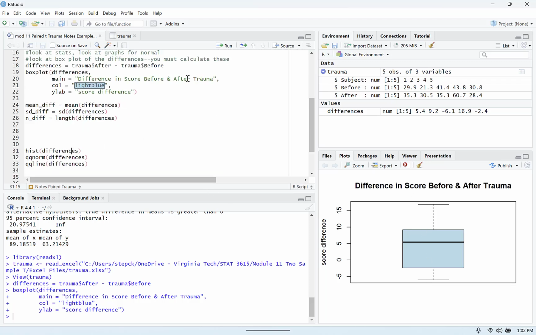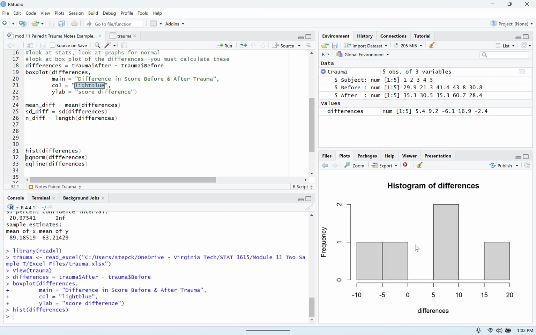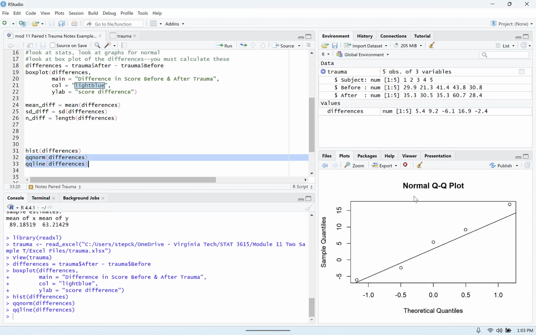I'm going to look at the QQ plot and the histogram as well. There's my histogram. For a set of data that only has 5 points, that's pretty normal. But remember, histograms are not something we should be using with a data set that's this small. So instead, I'm going to do the QQ normal plot of the differences, and I'm going to put the line in there as well. When I look at this, the data is relatively normal. All of these points are following this line, so that's very nice.